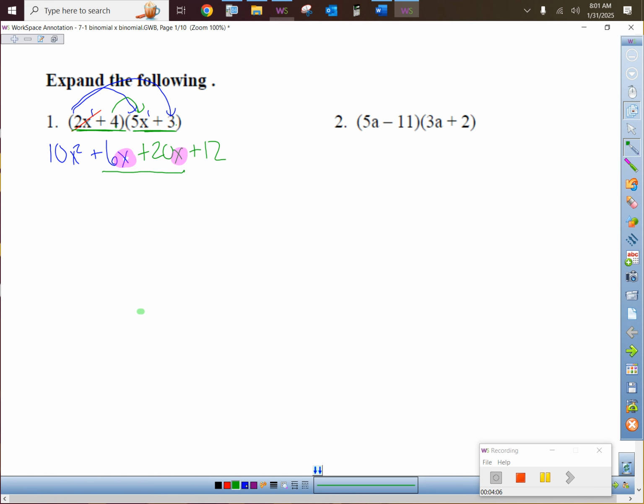26 x's. What we're going to do is we're going to put this final answer in what's called standard form also. Who's the biggest exponent you got in here? Like this is x to the second, this is x to the first, and this is actually x to the 0th.